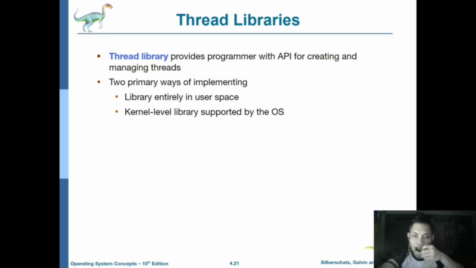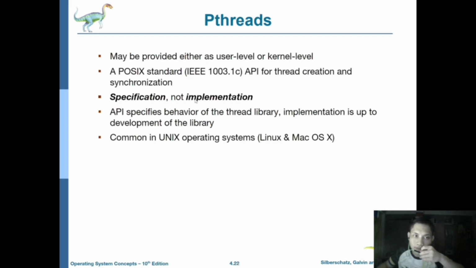Invoking a function in the application program interface for the library typically results in a system call to the kernel. The main thread libraries which are used are given below: POSIX threads, Win32 threads, and Java threads.